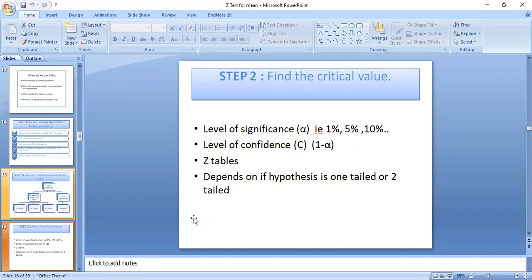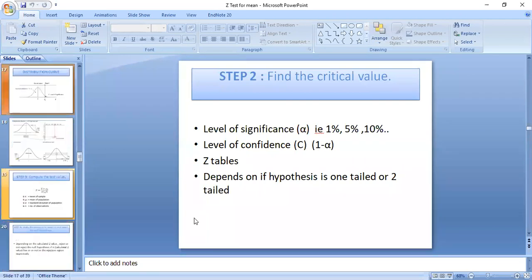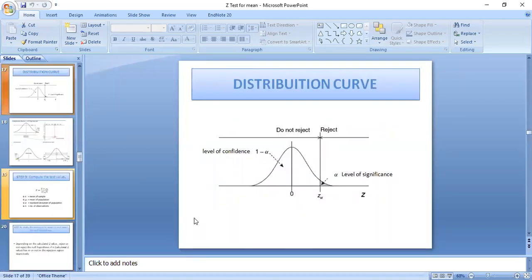The second determinant needed to find the critical value is the level of confidence, denoted by C, and it can be calculated by subtracting the level of significance from 1. The level of confidence refers to the percentage of all possible samples that can be expected to include the true population parameter. We also need the Z table, and it depends on whether the hypothesis is one-tailed or two-tailed. Now come towards the distribution curve.